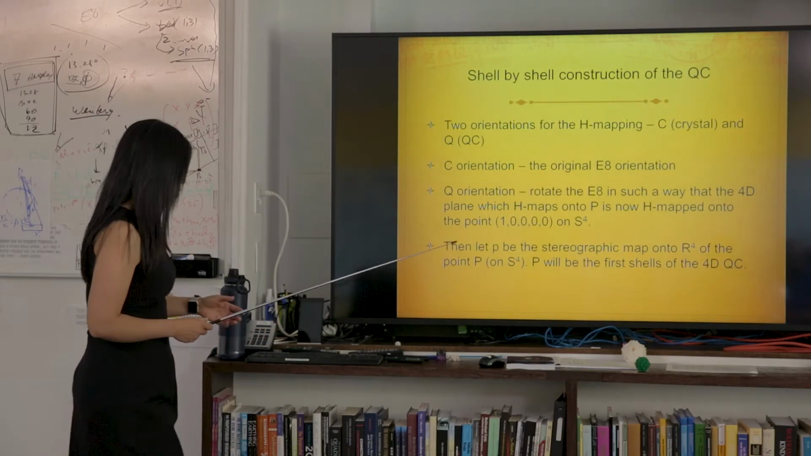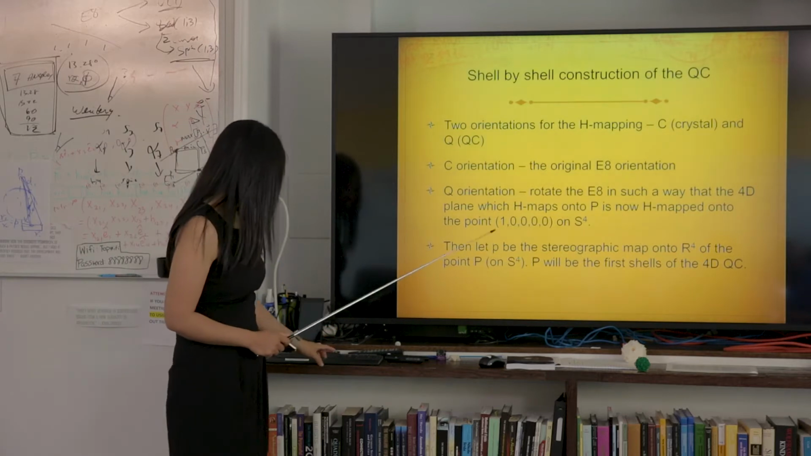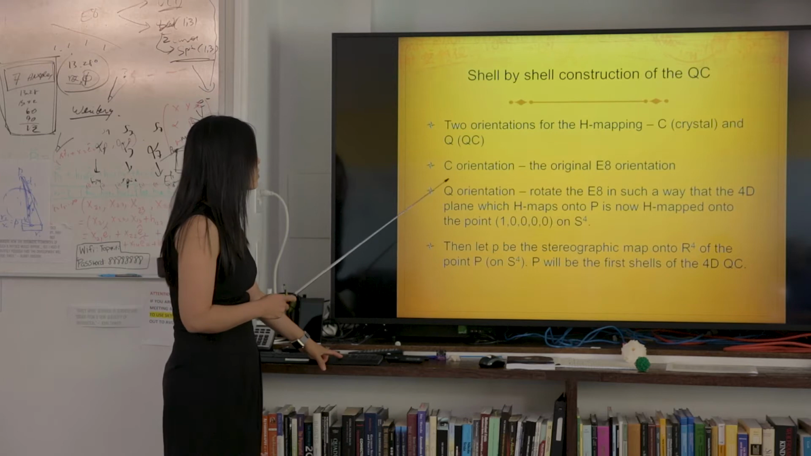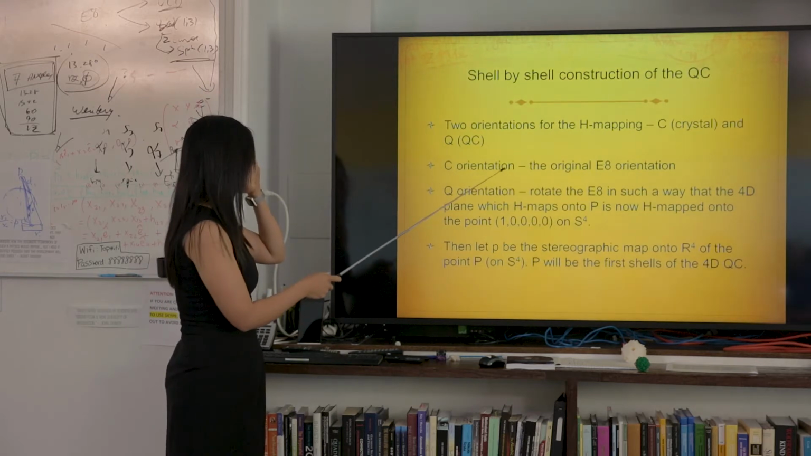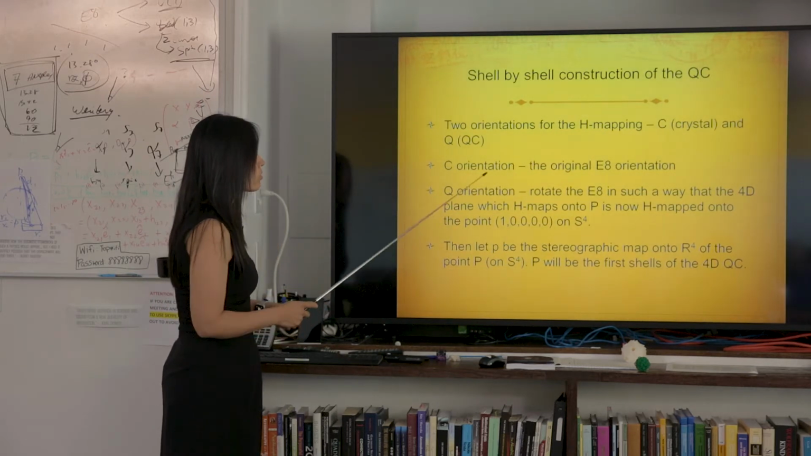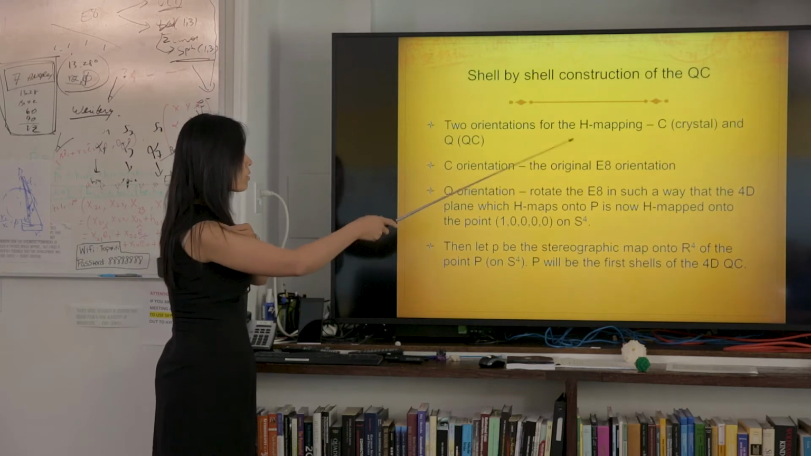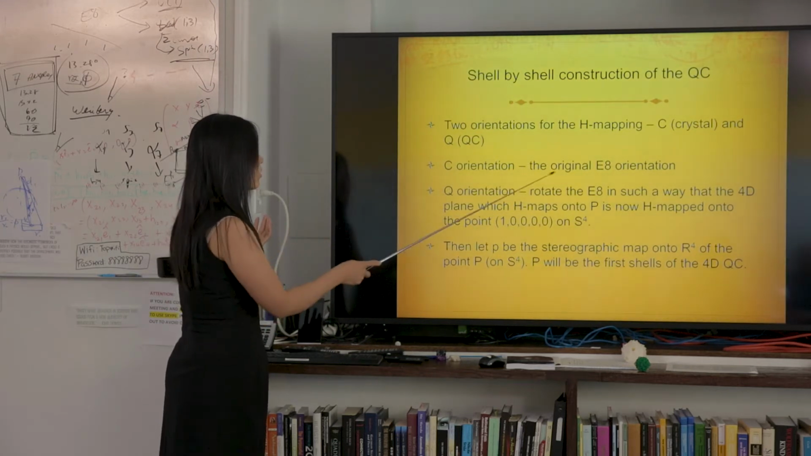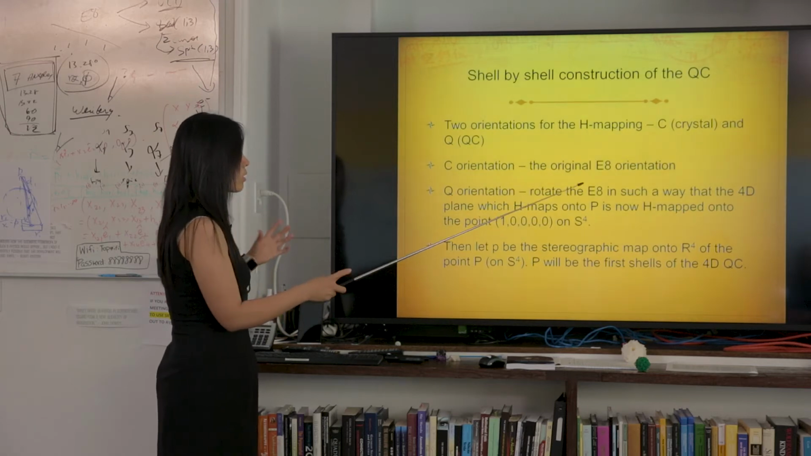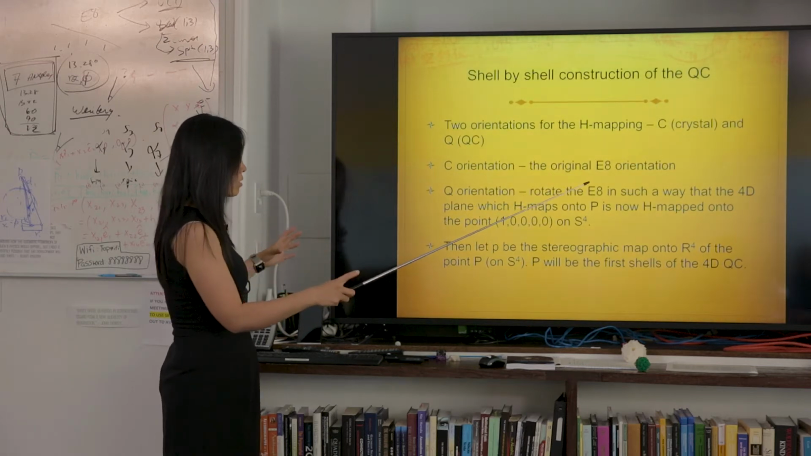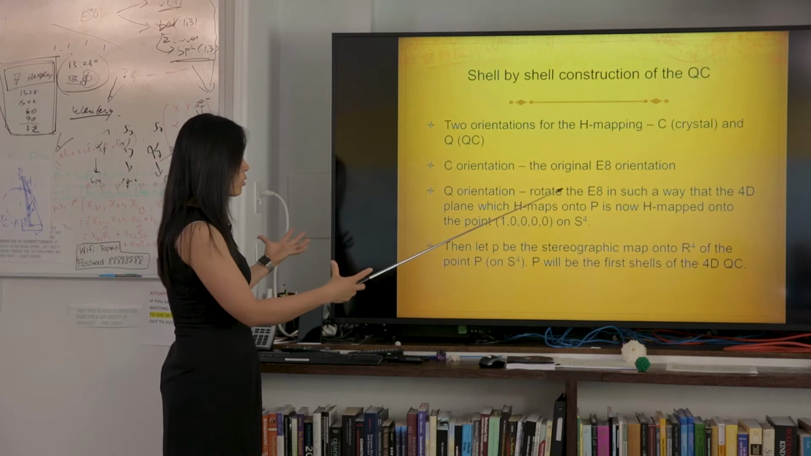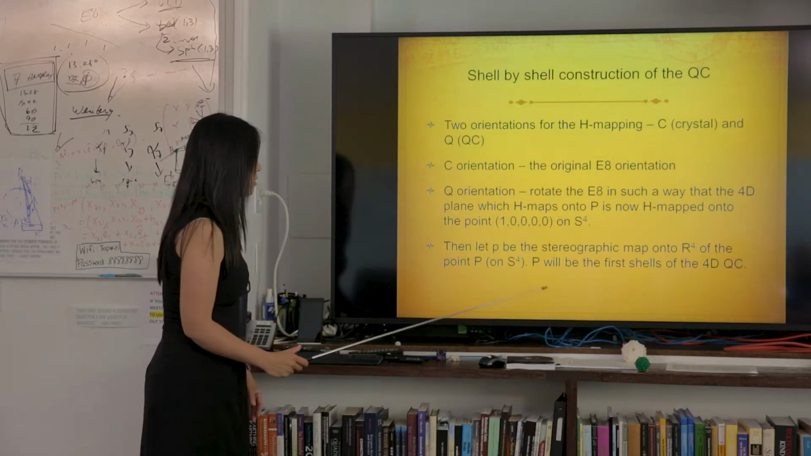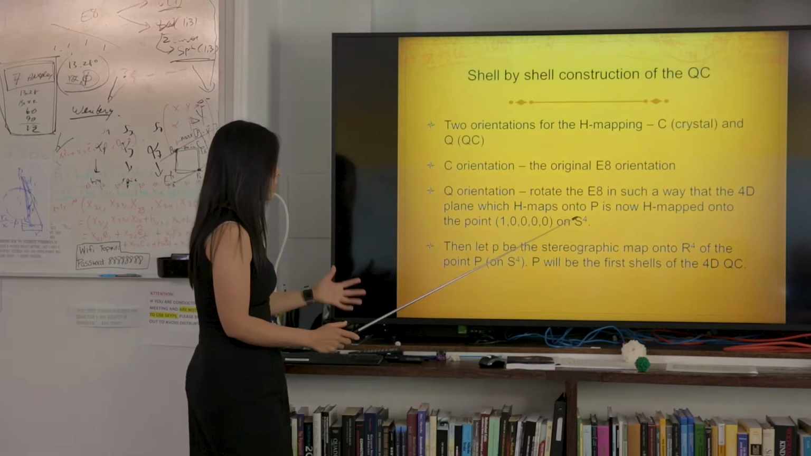I don't know if I can finish this within two minutes. No, it's okay, we can go past. This is just talking about the two orientations for a Hopf mapping. It can be a crystal mapping or a quasicrystal mapping. In the crystal orientation, you can have the E8 with the same orientation and then do the four-dimensional thing, do the Hopf fibration and everything.